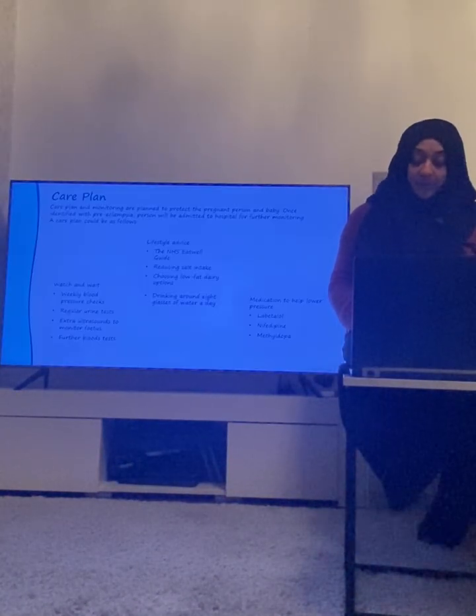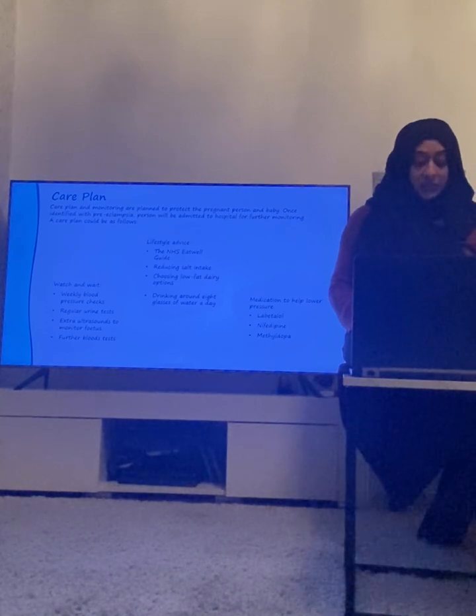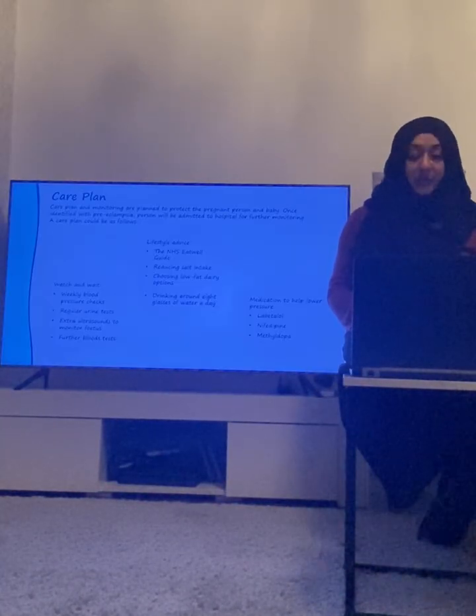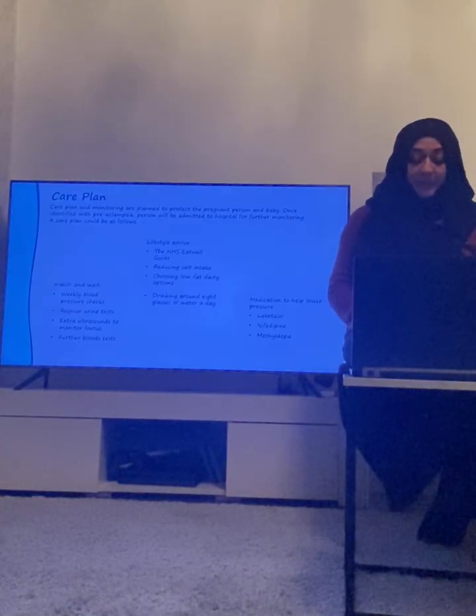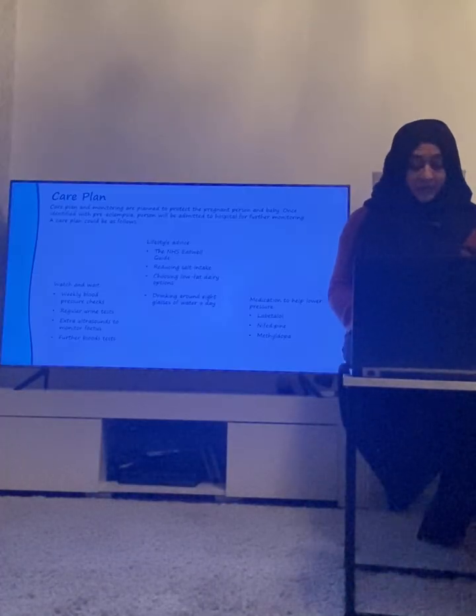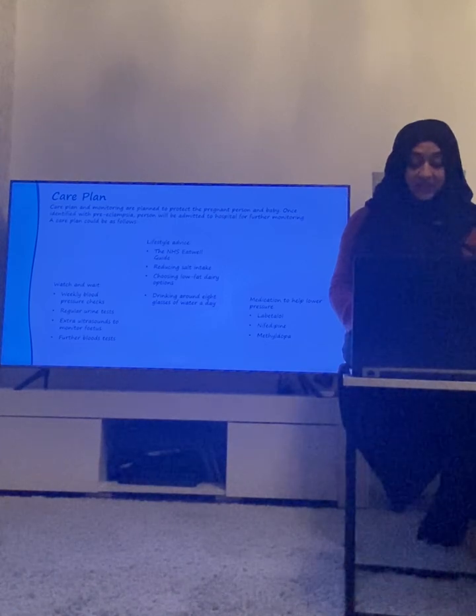Watch and wait. If blood pressure is raised but not dangerously high, between 149 to 159 over 90 to 109 mmHg, the healthcare professional may choose the wait and watch approach. This means the person may be cared for as an outpatient while having regular checkups that include weekly blood pressure checks and urine tests, and extra ultrasounds to monitor the fetus. Further blood tests may also be carried out to assess kidney function, blood cell count, electrolyte levels, and liver enzymes. The aim is to see whether blood pressure stabilizes on its own or further treatment is needed.